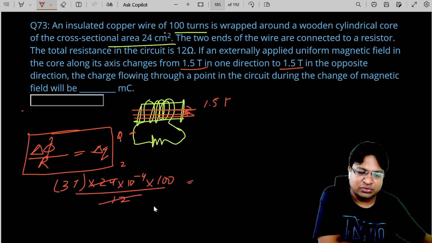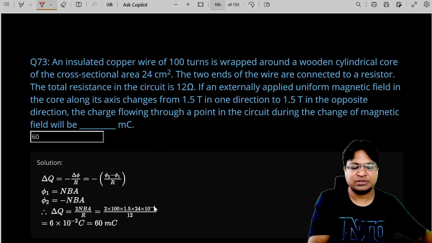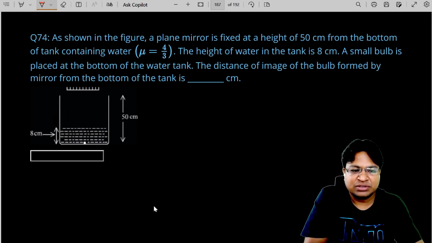So this will become 2 and how much? 6. So it becomes 0.06 coulomb. Or if we have to answer in millicoulomb, that would become 60 millicoulomb. So 60 would be the right answer to this question. Next, we go to question number 74.